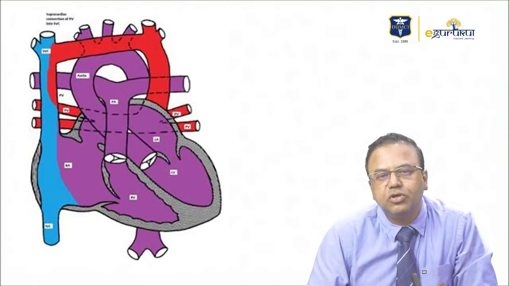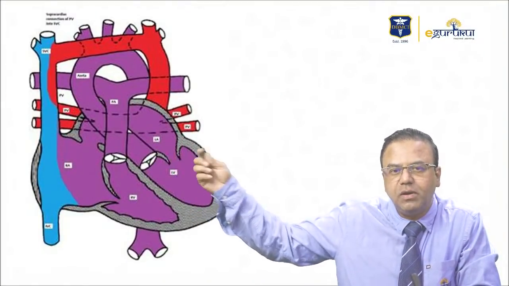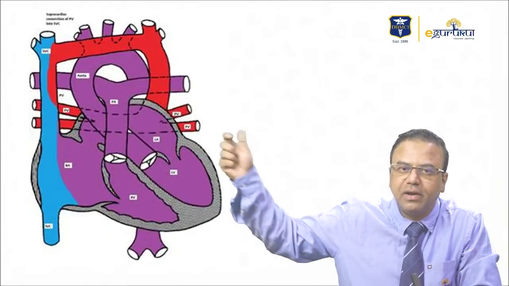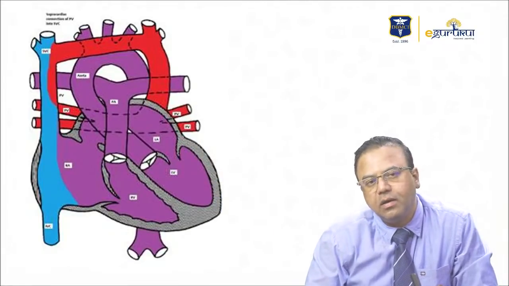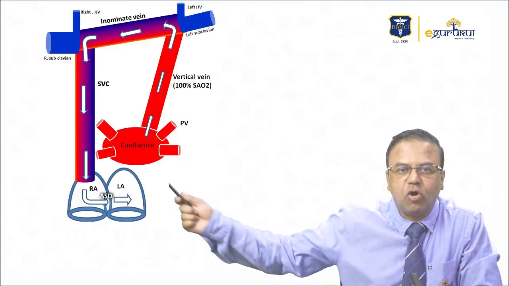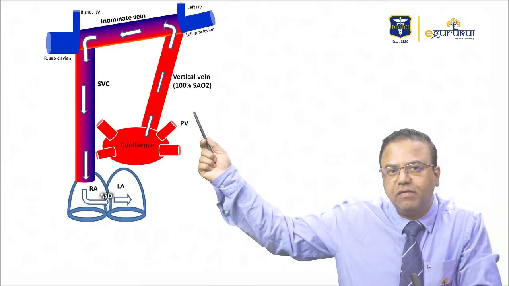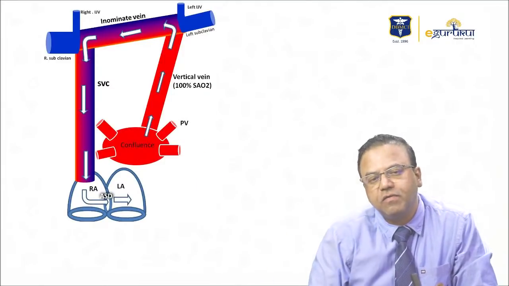If you look at this image, you'll find that the four pulmonary veins are forming a common unit behind, and then they are draining into the superior vena cava. This is the supracardiac type, and you can see it much more clearly over here. There's a common confluence of the four pulmonary veins, and these are going through the vertical vein, coming through the innominate, and then draining into the superior vena cava.